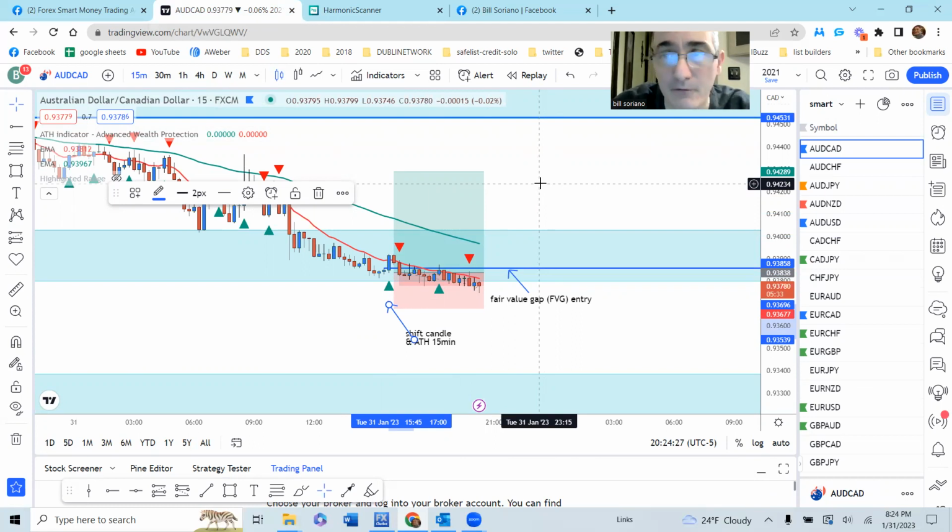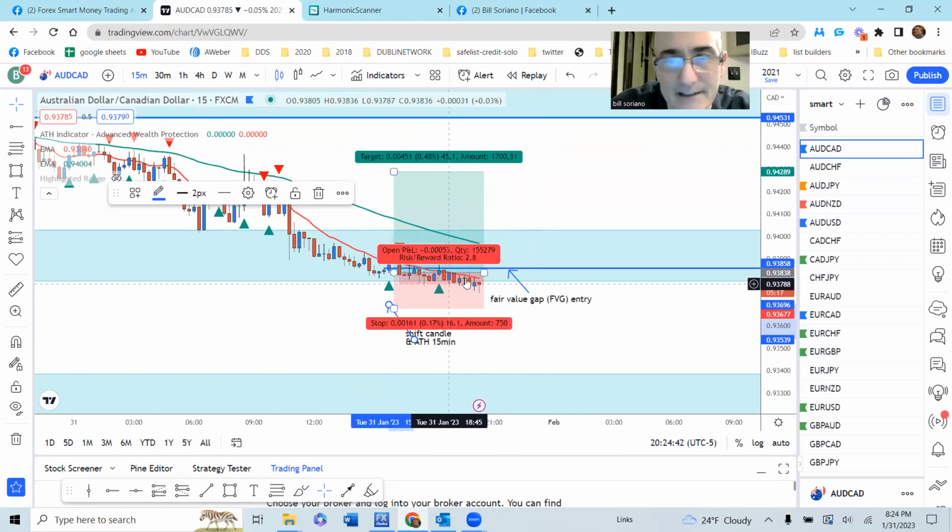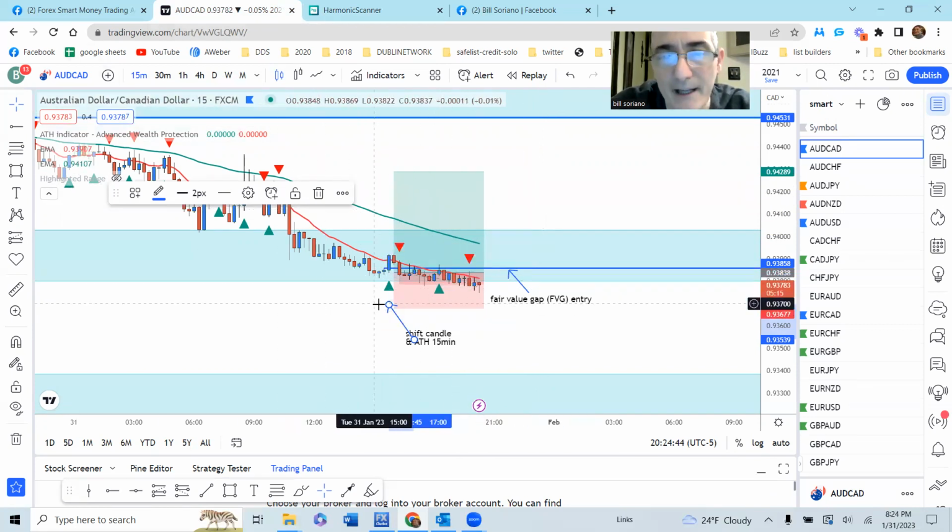I like to mark up the 4-hour area of interest. Once price moves into that 4-hour area, I like to drop down to the 1-hour chart and look for the confirmations there. I didn't have any on the 1-hour, didn't have any on the 30-minute. I had to go all the way down to the 15-minute to take this trade. So we'll see how this pans out, right?